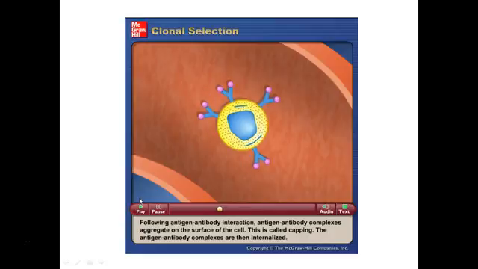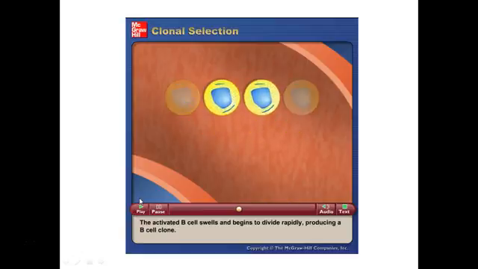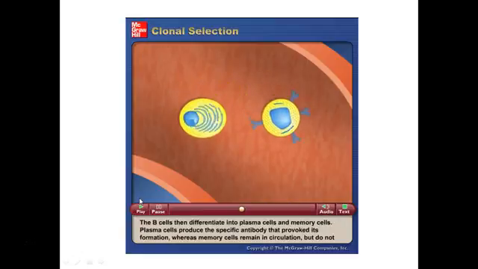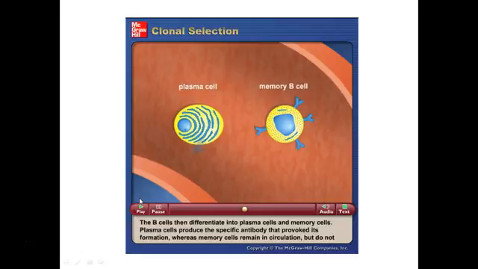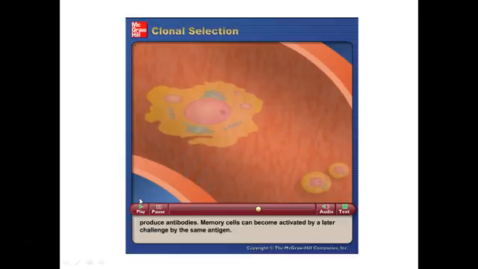Following antigen-antibody interaction, antigen-antibody complexes aggregate on the surface of the cell. This is called capping. The antigen-antibody complexes are then internalized. The activated B cell swells and begins to divide rapidly, producing a B cell clone. The B cells then differentiate into plasma cells and memory cells. Plasma cells produce the specific antibody that provoked its formation, whereas memory cells remain in circulation but do not produce antibodies. Memory cells can become activated by a later challenge by the same antigen.